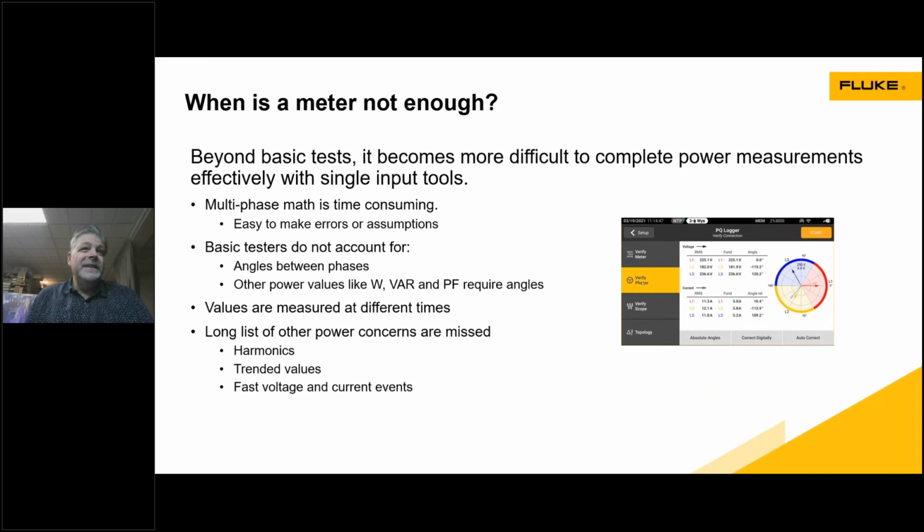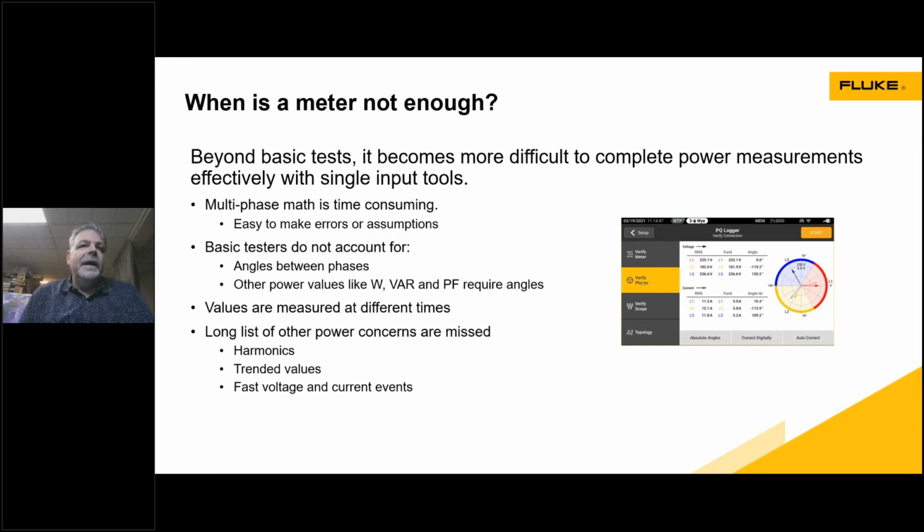In addition, basic testers don't account for angles between phases. They don't measure simultaneously, so they're not measuring the voltage and the current simultaneously. So there might be some changes that have happened in the electrical system while you switch and move between those two functions. And because they don't have the phase angle, they also don't accurately calculate watts or VA or power factor as we described earlier, because all of those measurements are required to know the phase angle, okay? The values are measured again at different times.